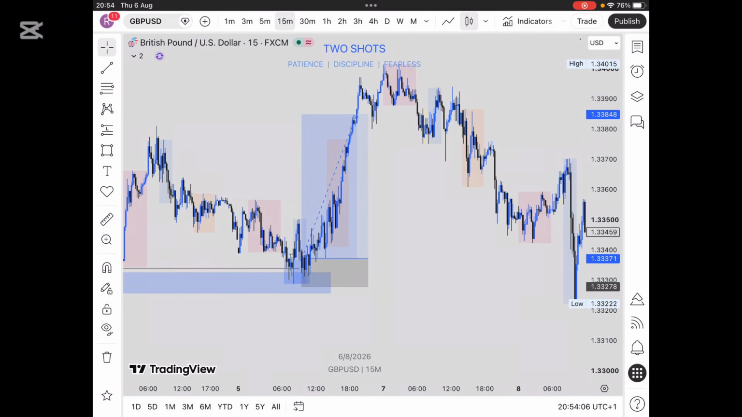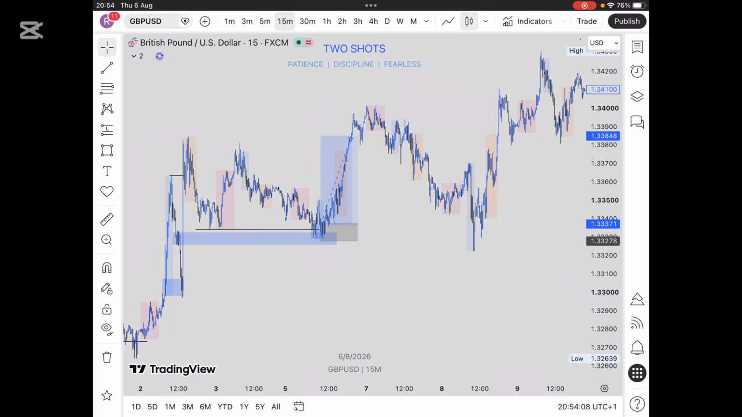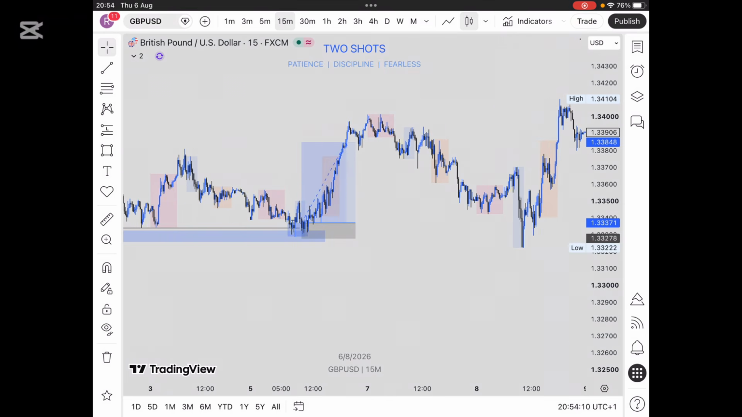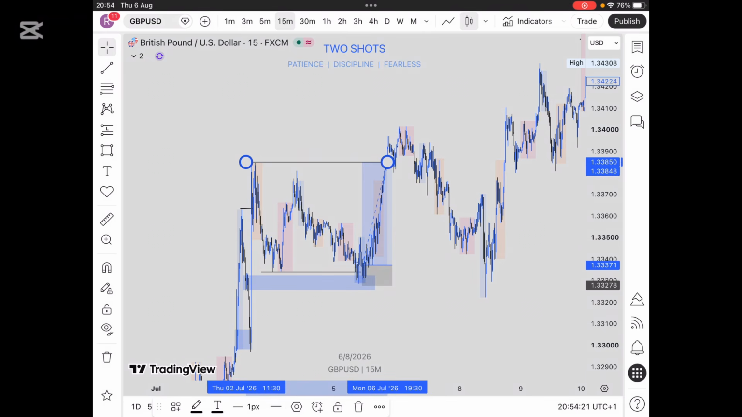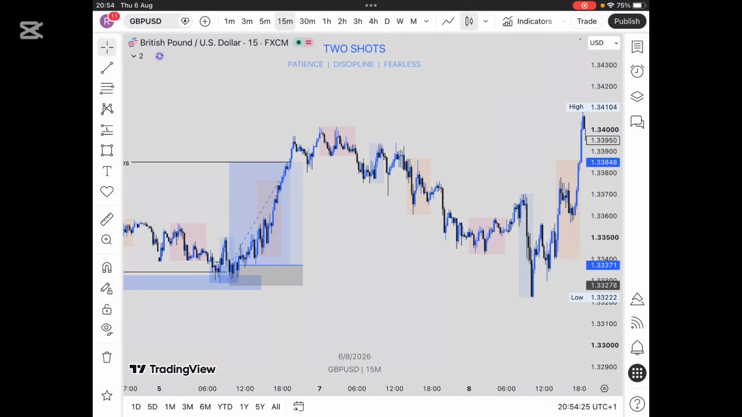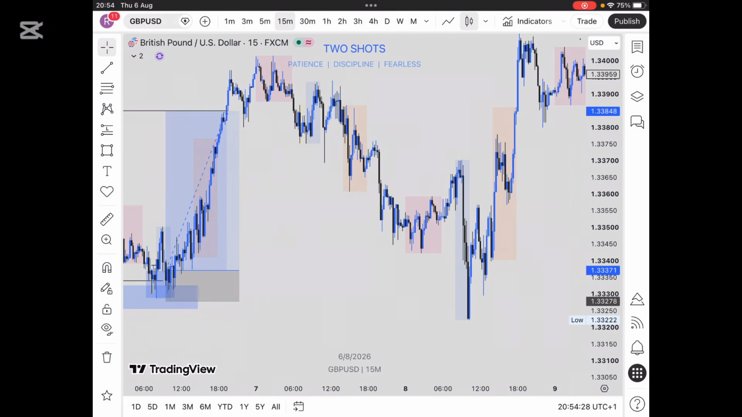So this would have been a TP hit right there, and then price at the same time gave us a new break of structure on the 15 minutes time frame. After that, we see price come back down, pull back again like we would expect for a pullback to occur after a break of structure.